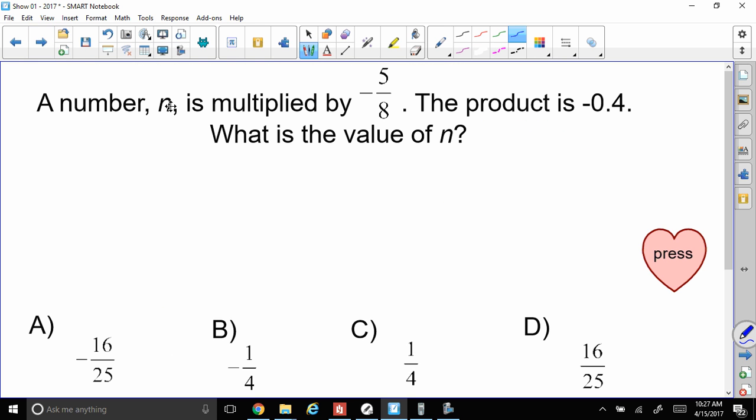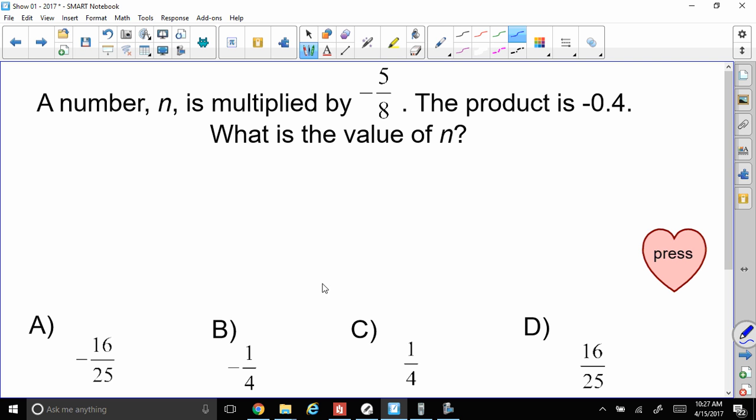Here we have a number called n is multiplied by negative 5/8. The product is negative 0.4. What is the value of n? So we have multiple choice answers here. I notice they're all fractions.